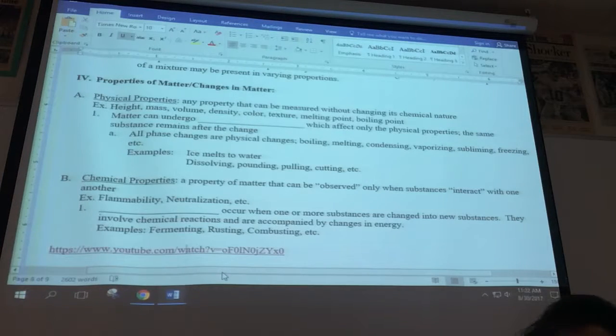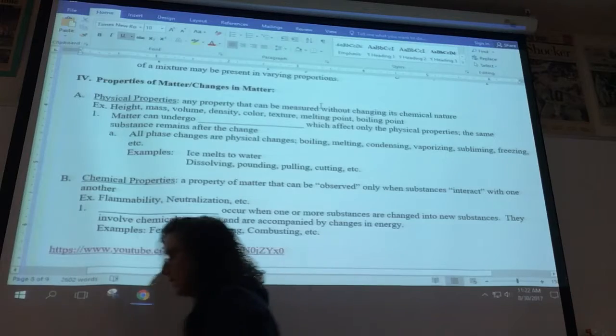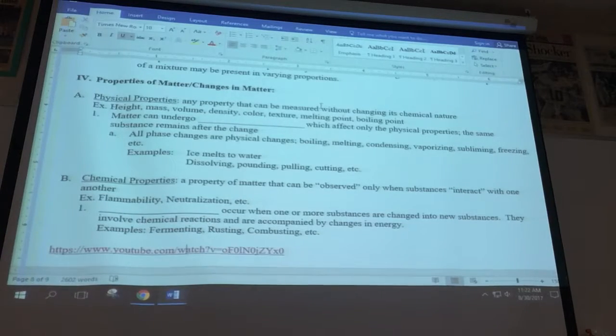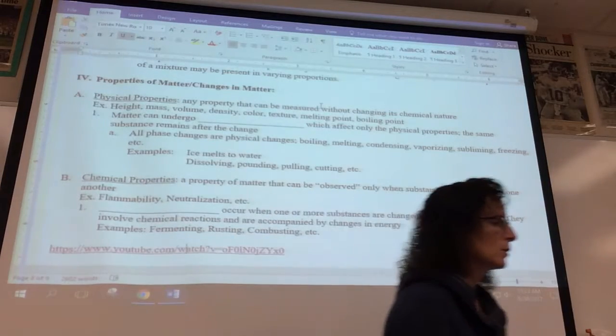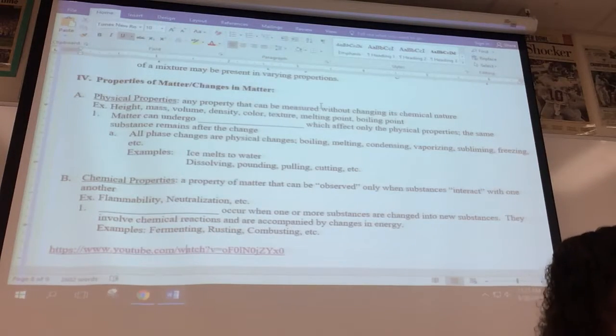So what they stated in the video is pretty much everything that's in your notes. We'll go over the nitty-gritty and just some key words to help you solve any problem that might be a little tricky for you. So a property that you can measure without altering the substance permanently, that is altering its chemical nature, would be a physical property. So these are things that you can see with your eyes or measure very easily.